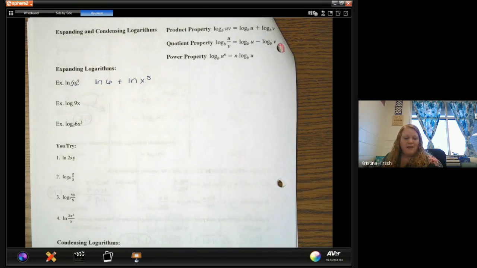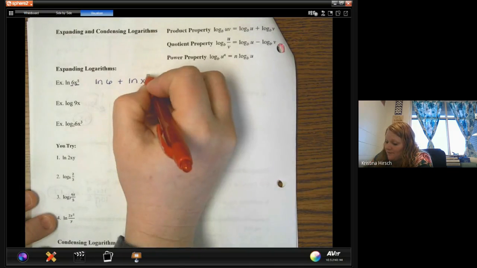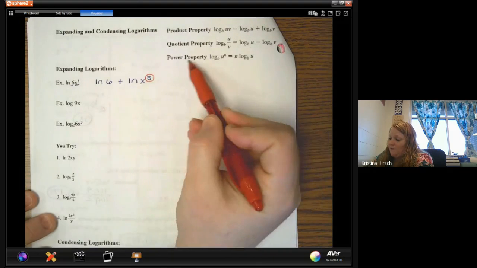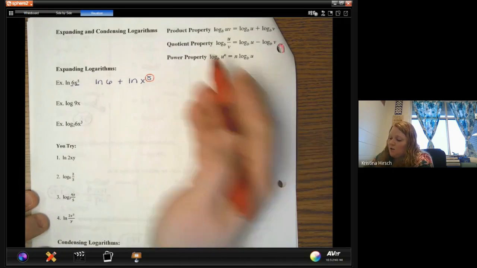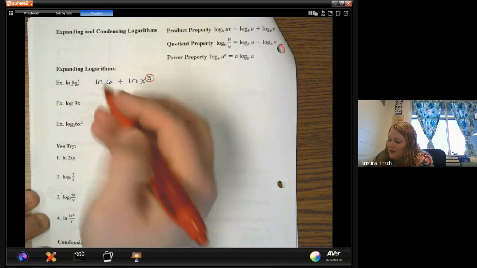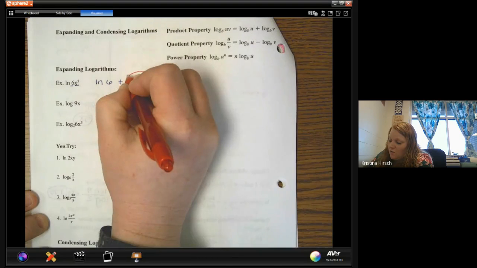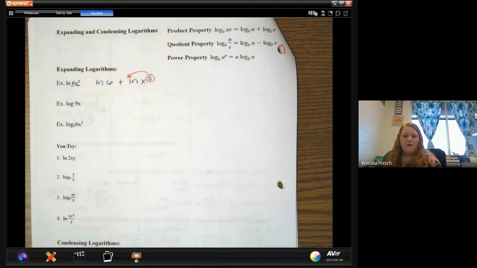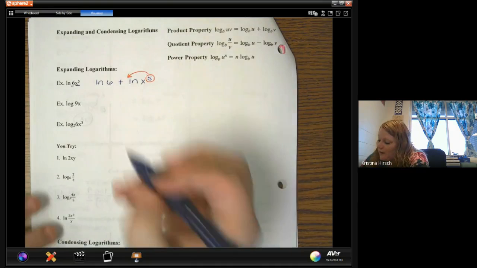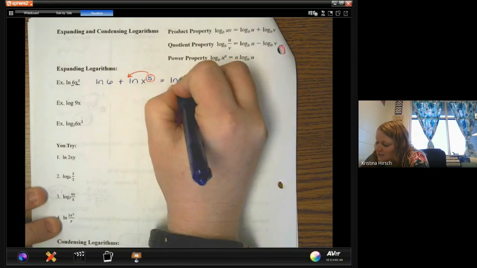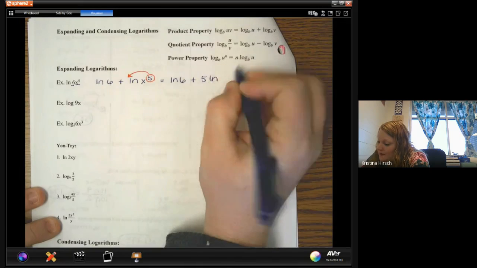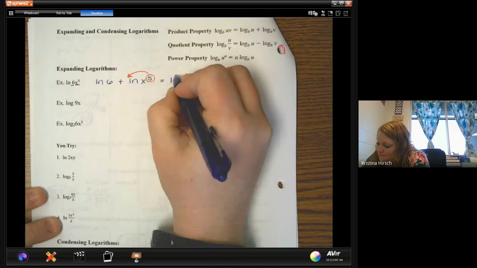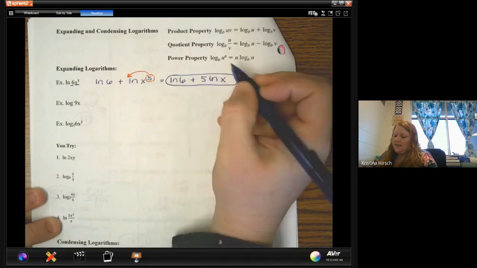But we have one more thing that we need to notice, all right? We also have an exponent. All right, and this power property up here shows the exponent doing what? It moves to the front. But it doesn't move to the front of the whole problem. It moves to the front of the log, or in this case, a natural log of whatever it's attached to. So we're going to rewrite this. It's going to be the ln of 6 plus 5 times the ln of x. All right, so we've expanded it out.